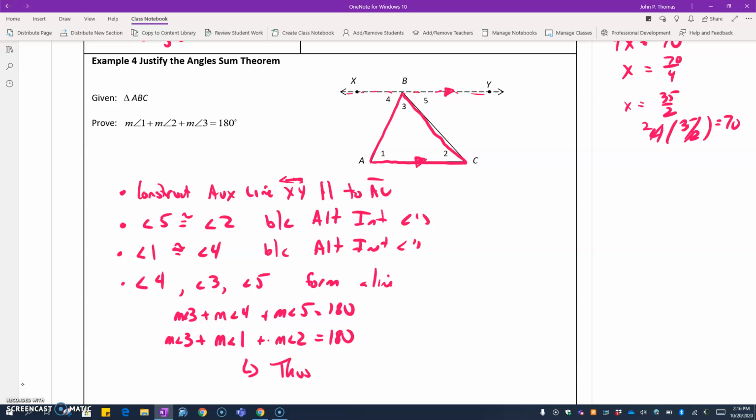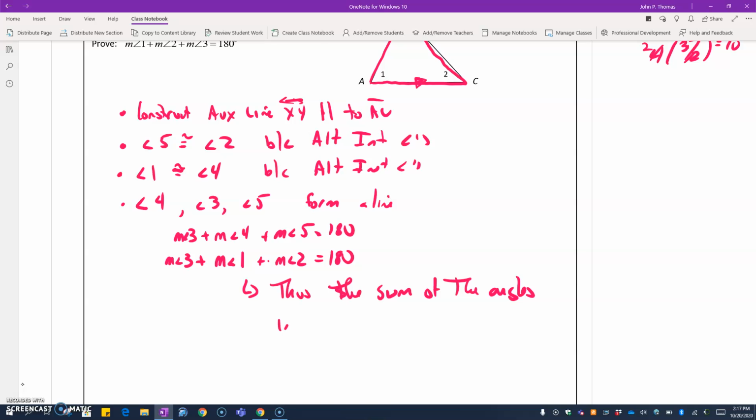So now we can say that the sum of the angles in a triangle is 180.